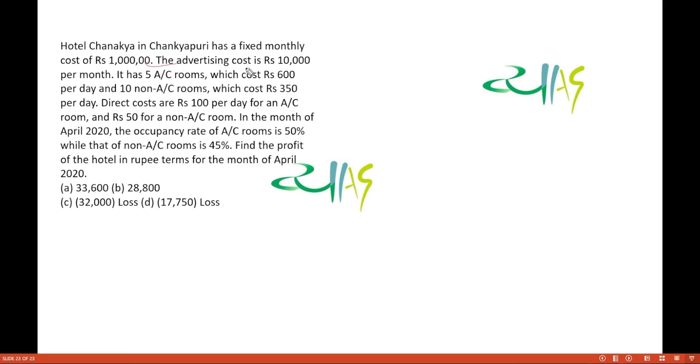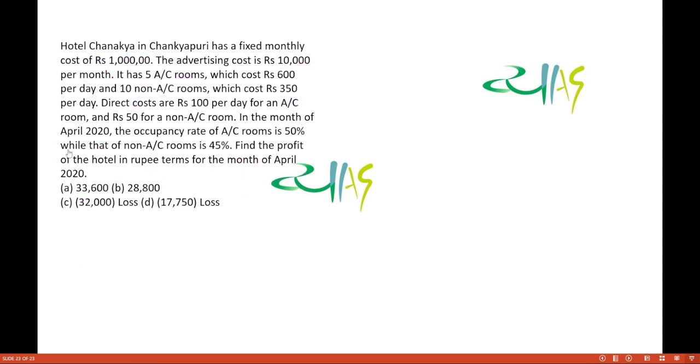Hotel Chanakya in Chanakyapuri has a fixed monthly cost of 1 lakh rupees. The advertising cost is rupees 10,000 per month, and it has 5 AC rooms which cost rupees 600 per day, and 10 non-AC rooms which cost rupees 350 per day. Direct costs are rupees 100 per day for an AC room and rupees 50 for a non-AC room. In the month of April, the occupancy rate of AC rooms is 50% while non-AC rooms is 45%. Find the profit of the hotel in rupees for April 2020.